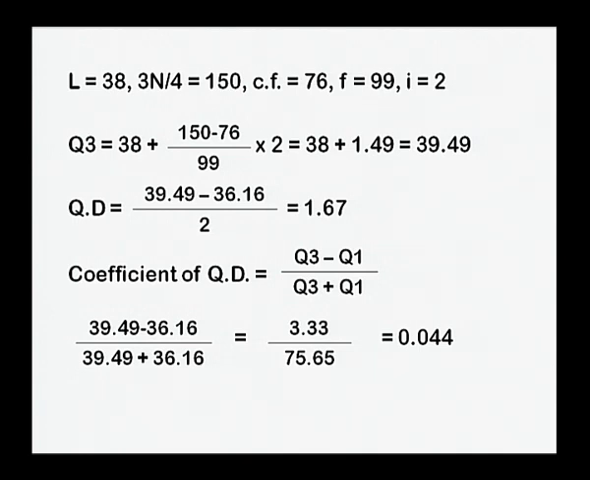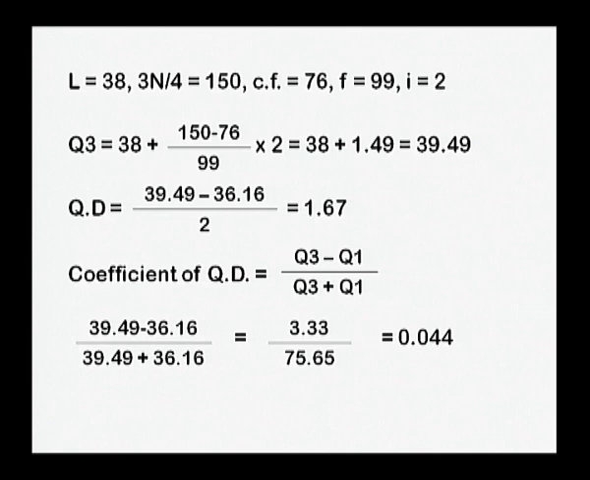Now, we calculate the coefficient of quartile deviation. The formula required for calculating the coefficient of quartile deviation is Q3 minus Q1 divided by Q3 plus Q1. So, 39.49 is Q3 minus 36.16 is Q1. Then we have the sum of Q3 and Q1, that is 39.49 plus 36.16. In this way, we calculate 0.044. This is considered as the coefficient of quartile deviation.